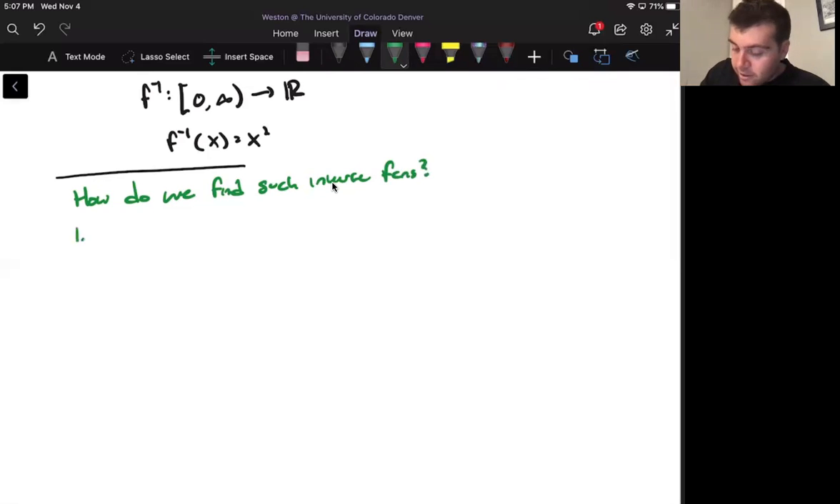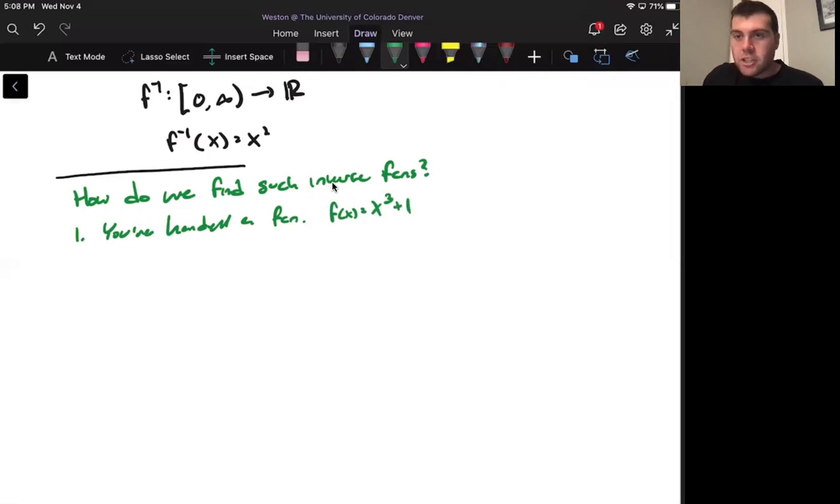So, one, you're handed a function. Let's say in this case you get handed, let's give it a name too, f of x equals x cubed plus 1. Now, there's a good chance that I am going to ask you to invert something like this on a midterm, so pay attention.